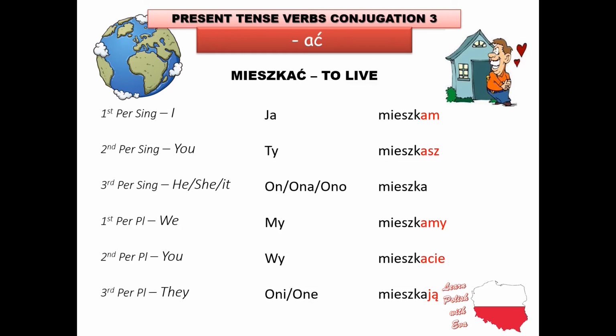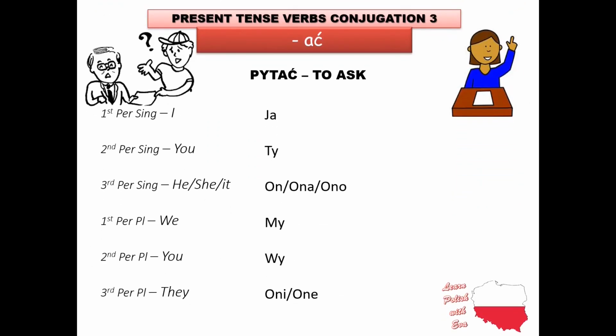Ja mieszkam. Ty mieszkasz. On, ona, ono mieszka. My mieszkamy. Wy mieszkacie. Oni, one mieszkają.